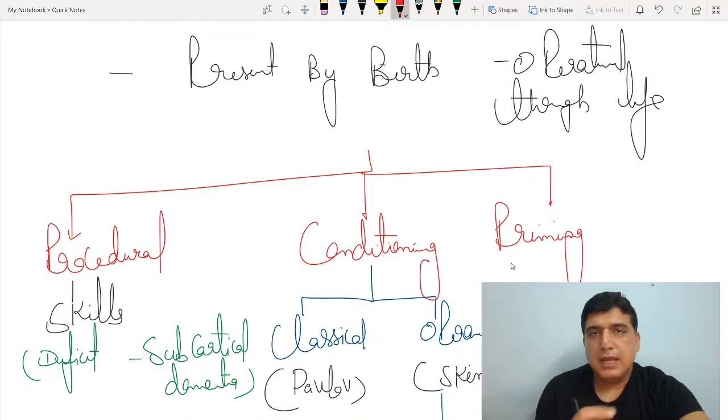Exposure to one stimuli helps in a response to other stimuli. This is priming. It comes under implicit or non-declarative memory. Also we have habituation.